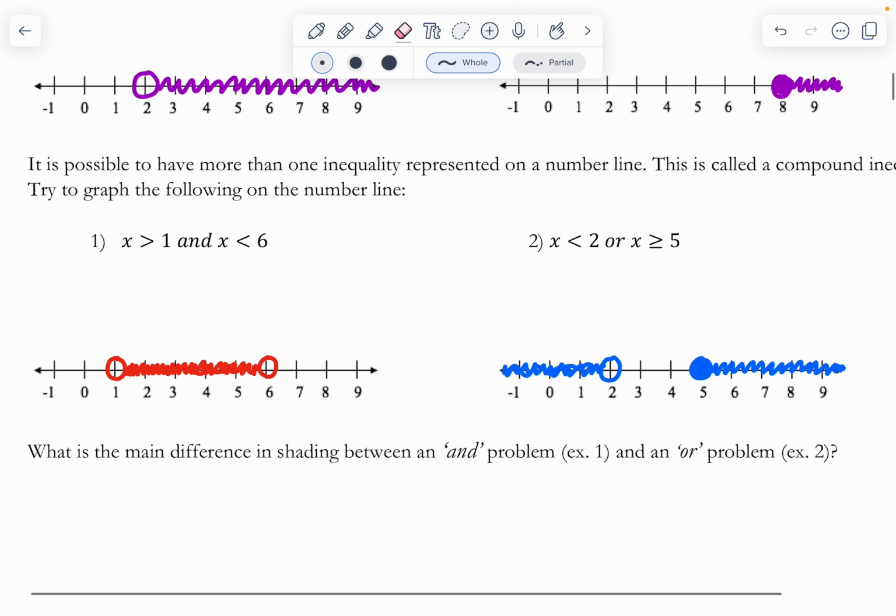All right, so the homework that connects to this lesson is C3, worksheet 1.